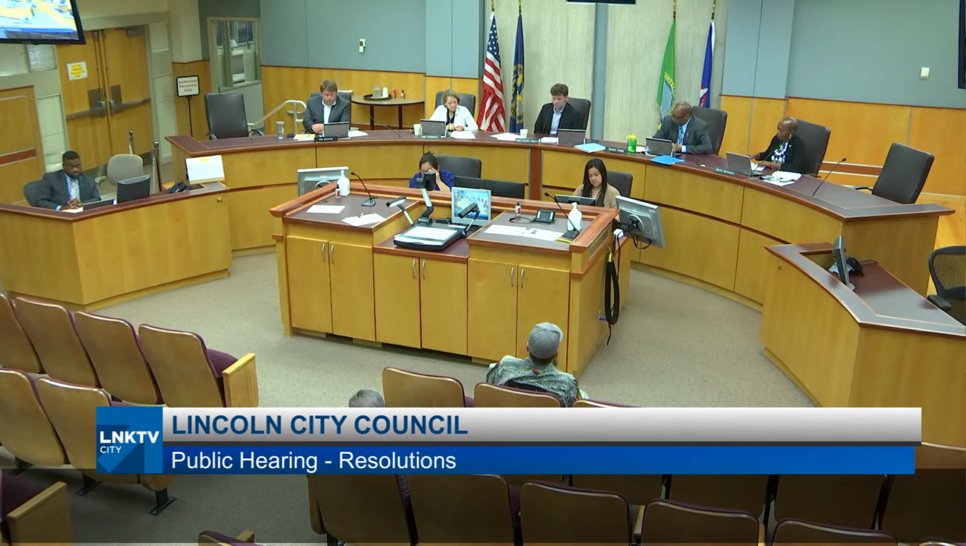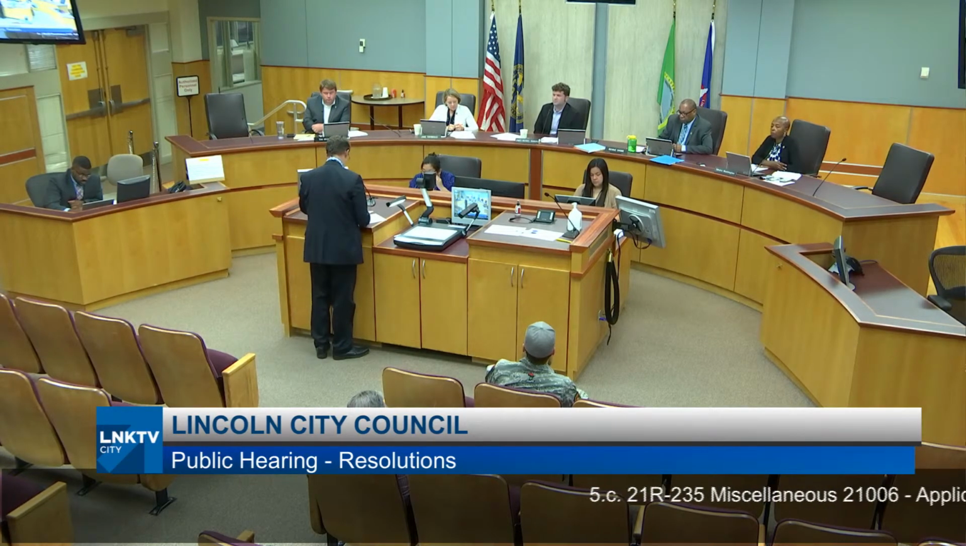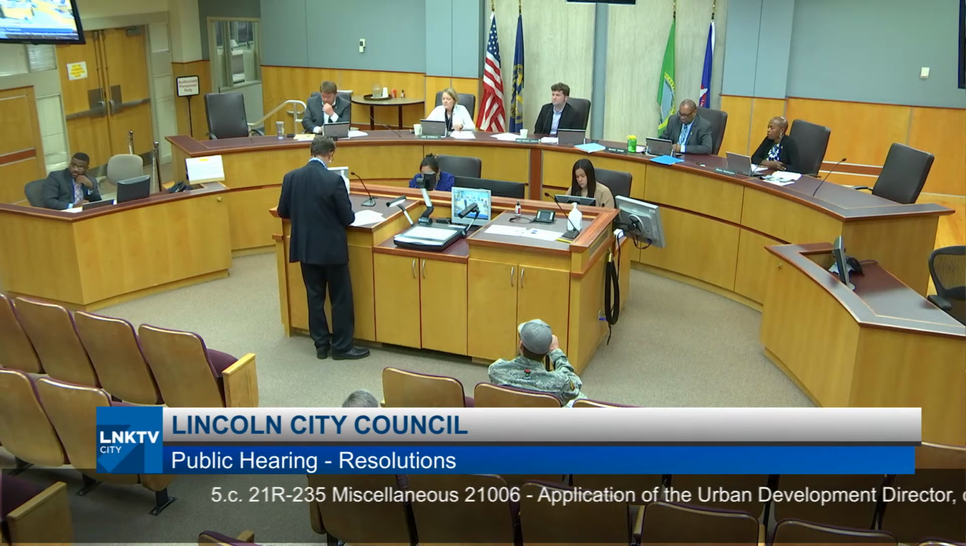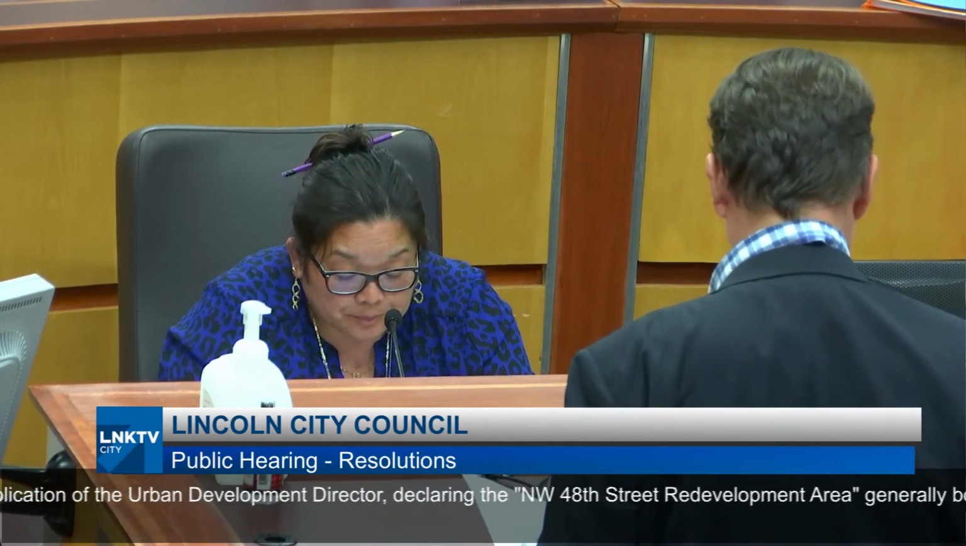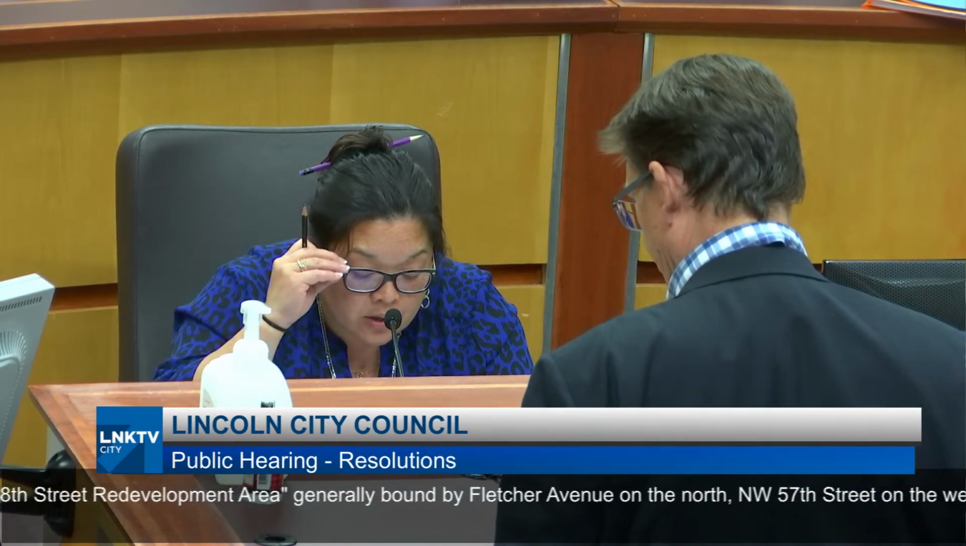I'll be calling items 5C and 5D together. Miscellaneous 21006, application of the Urban Development Director declaring the Northwest 48th Street redevelopment area generally bounded by Fletcher Avenue on the north, Northwest 57th Street on the west, Holdridge Street on the south, and Northwest 48th Street on the east as blighted and substandard, and the related Miscellaneous 21007, application of Urban Development Director to declare the same area as extremely blighted, as set forth in the extremely blighted determination study for the city of Lincoln, Nebraska, dated January 2021.